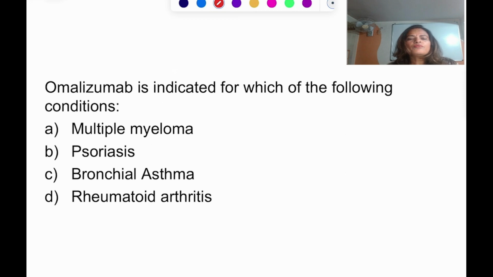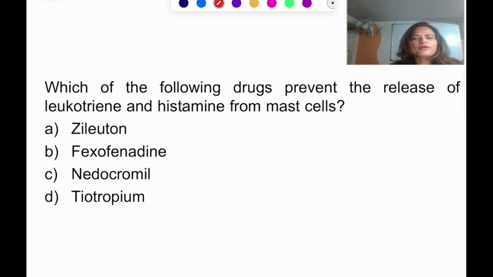Now the next, omalizumab is indicated for which one of the following conditions? Easy to recall, it is for bronchial asthma, not for the others. It is a humanized monoclonal antibody which is used for the treatment of bronchial asthma.